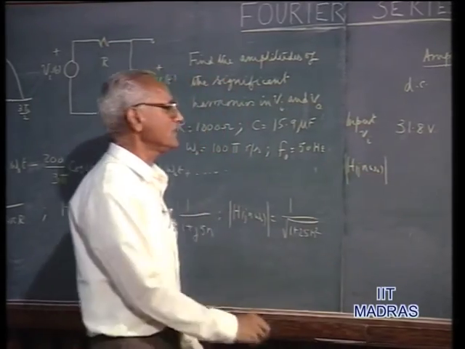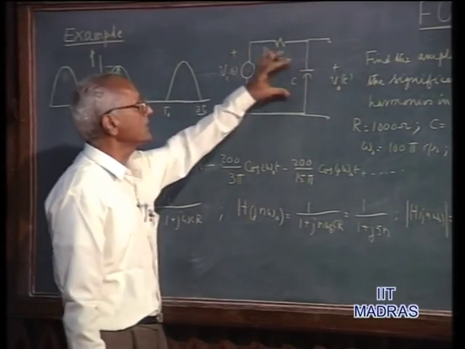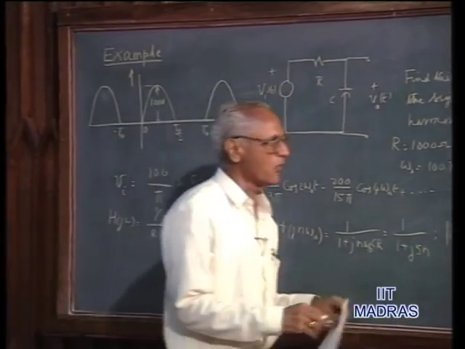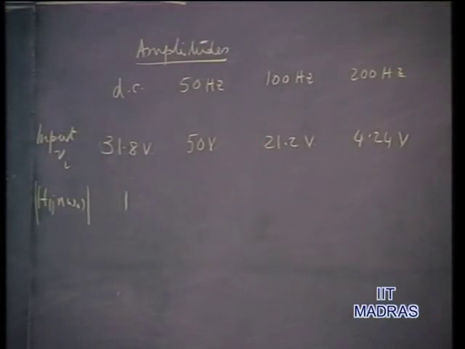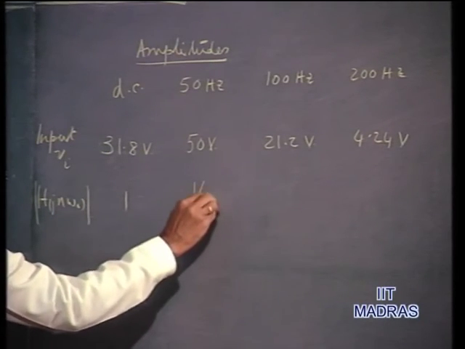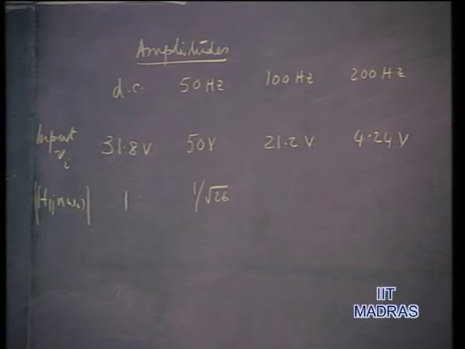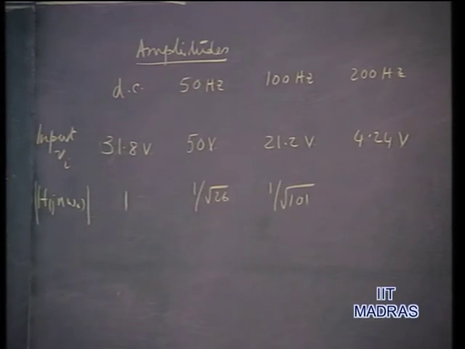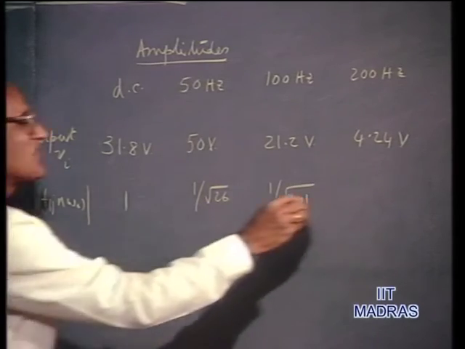And the value of the system function, when you apply a DC input here, the same DC comes out across here because there is no current passing in the circuit, and therefore that is equal to 1. The input output ratio is 1. In the case of the fundamental, n equals 1, therefore this is 1 over square root of 26. In the case of the second harmonic, n equals 2, therefore this will be 1 over square root of 101. And in the case of the fourth harmonic, n equals 4, so 16 times 25, 400, this is 1 over square root of 401.